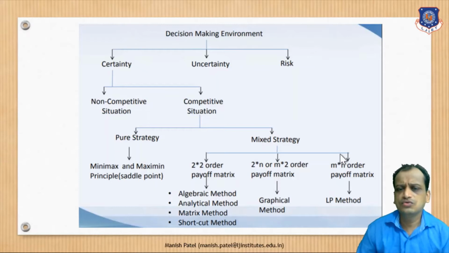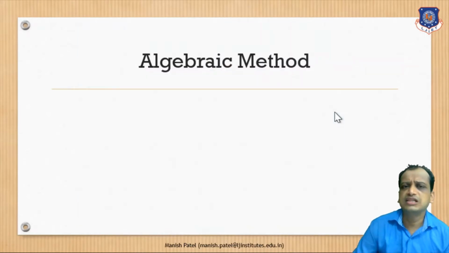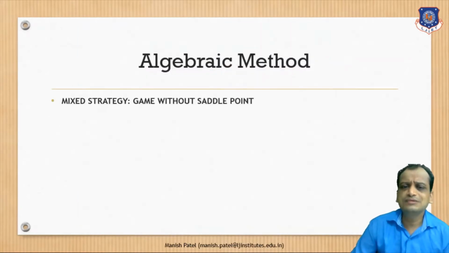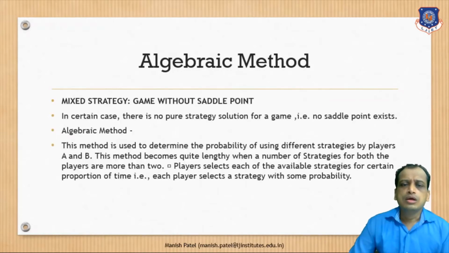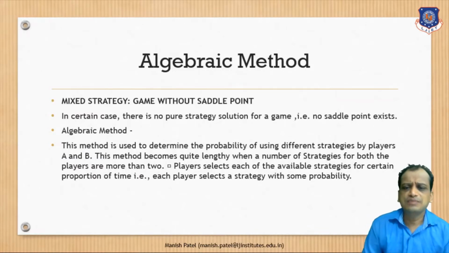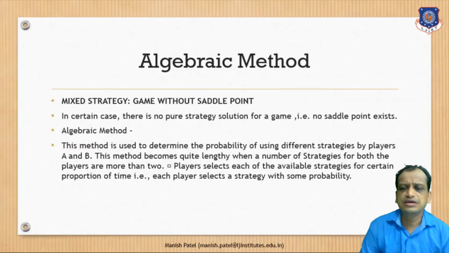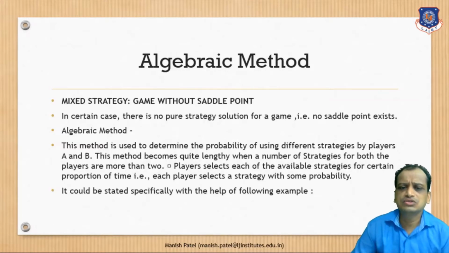So let's look into one of the popular methods called algebraic method. So what do you do in this method? It is again without saddle point. Definitely if there is saddle point, then there is no point of going into this method. You will easily find out value of the game. Clear? Next, what will you do? Let's look into an example. Right here, all the different types of methodologies are given here, but we will try to solve an example so that you can easily understand.